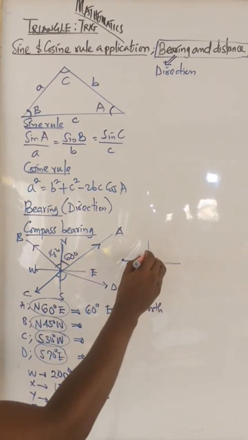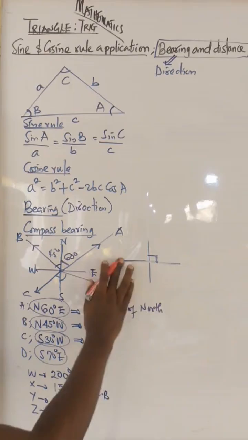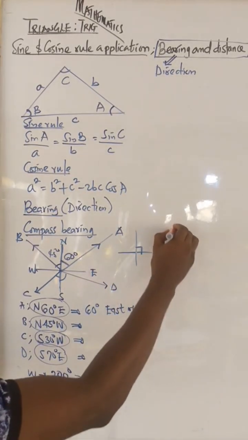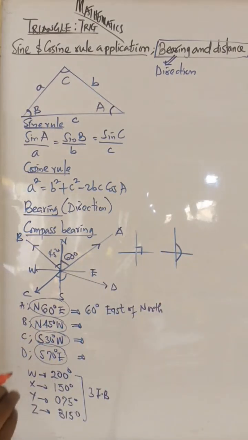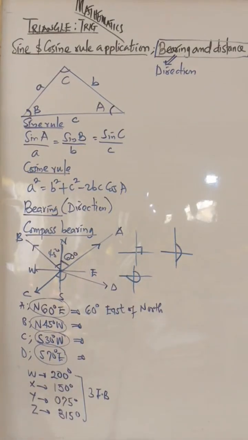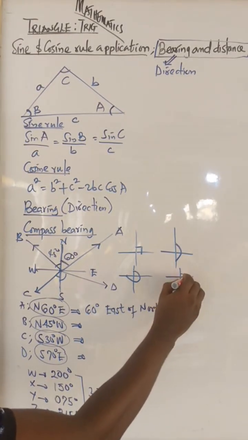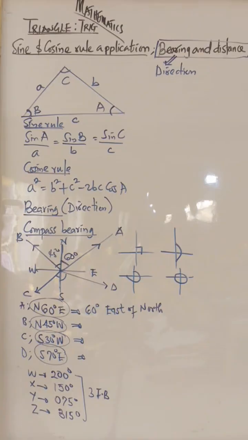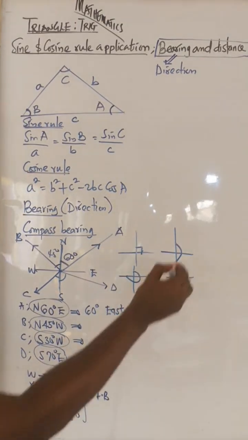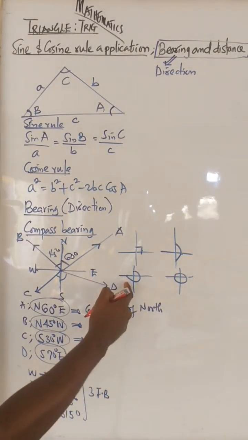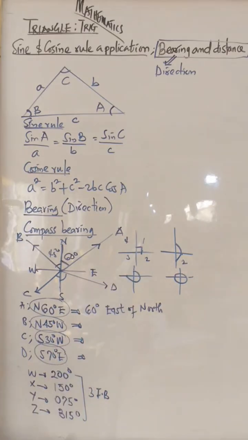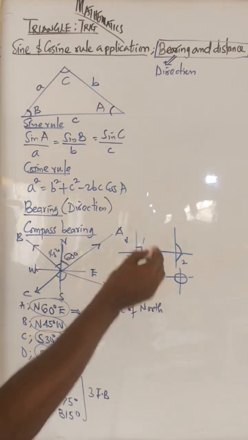We know that between the north and east, the total angle is 90. So from here to here is 90. From here to here is two right angles, 180. From here to here is 270. And from here, 360. So this 200, for example, is more than 90, more than 180. Then it must fall in the third quadrant. This is first quadrant, second, third, fourth. We start from the north, then we move clockwise.